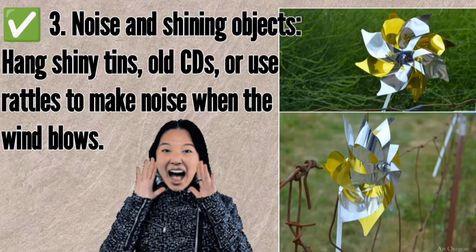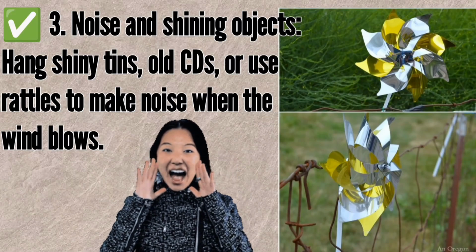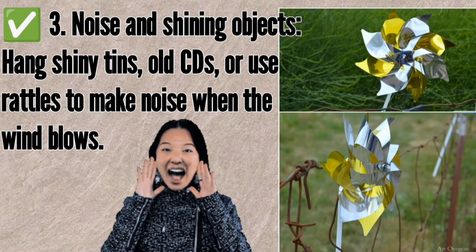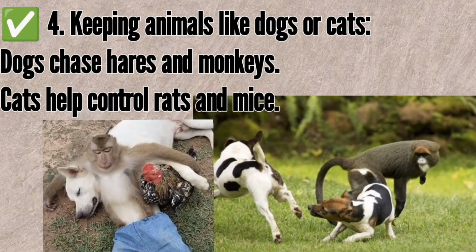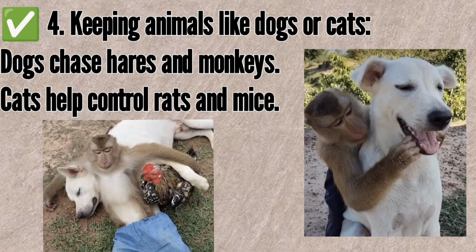The use of noise and shining objects: hanging shiny tins, old CDs or used rattles to make noise when the wind blows scares the animals away. Keeping animals like dogs and cats. Dogs chase hares and monkeys while cats can help control mice and rats.